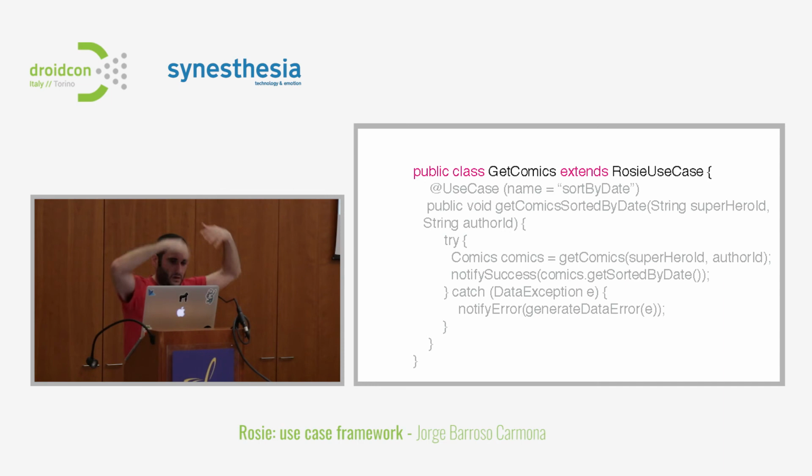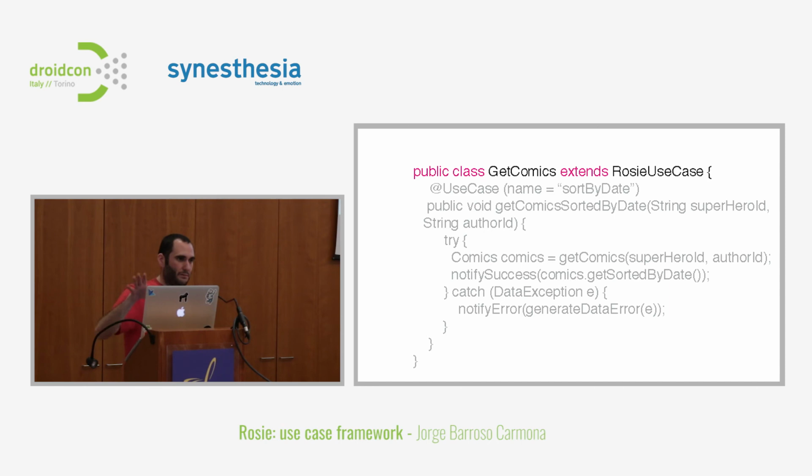And in this case, we obtain comics, and notify the comics, okay? Notify success is because sometimes we want to notify more than one time with the data. For example, I obtain the comics from the database, but they are old, so I notify with the old data, and I continue the execution, I go to the API, and I notify with the new data. That's good enough. And if I want to send an error, for example, in this case because there's a data session, I can generate an error answer.